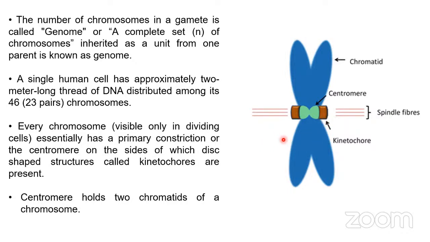The centromere holds the two chromatids of a chromosome. During cell division, when there is a formation of sister chromatids, this is the centromere that holds both the chromatids. So this is chromatid 1, this is chromatid 2, which are held by the centromere in a chromosome.